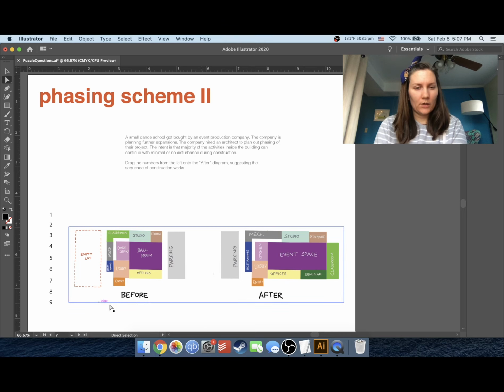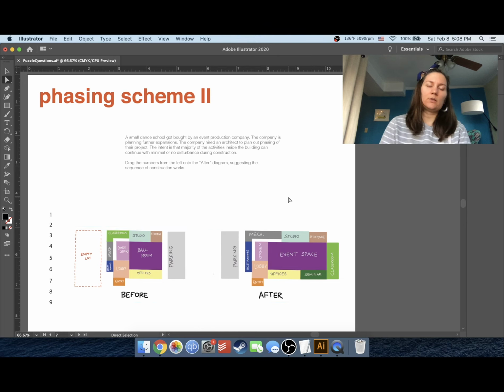So we can see in the before, we have an empty lot that gets occupied by parking. And then we can see that generally the entire building stretched onto what used to be parking, and everything kind of grew. You can see that these classrooms changed their location, and then this seminar was added. Oh, and another difference is that these concessions changed into kitchen. So I think that's enough to get into the question.